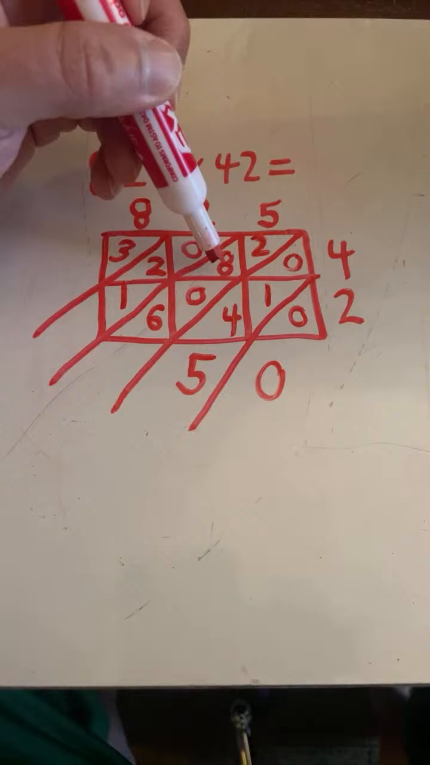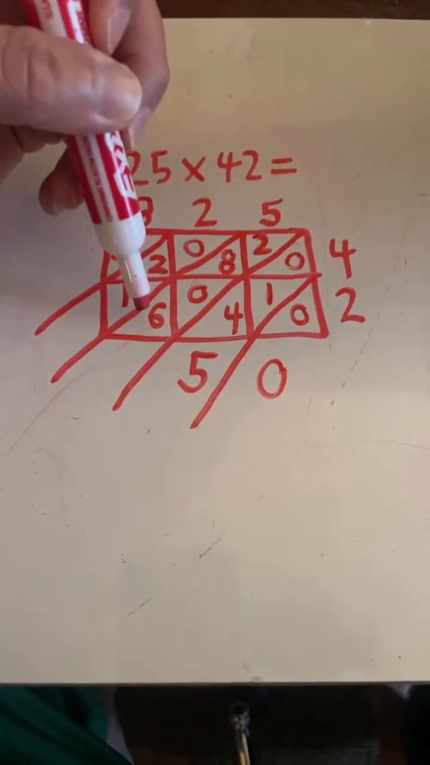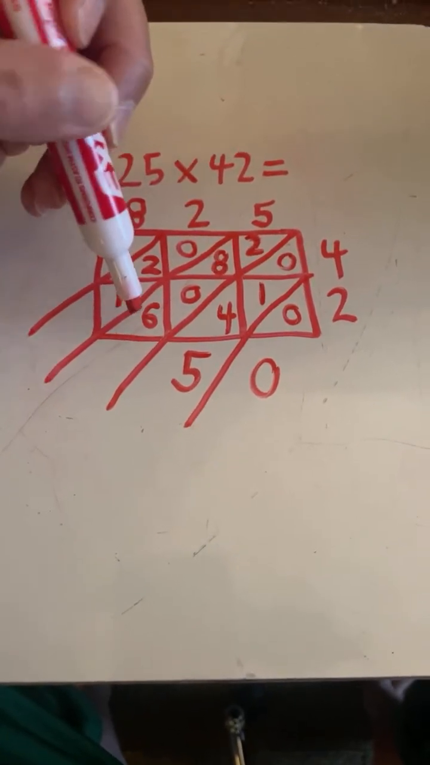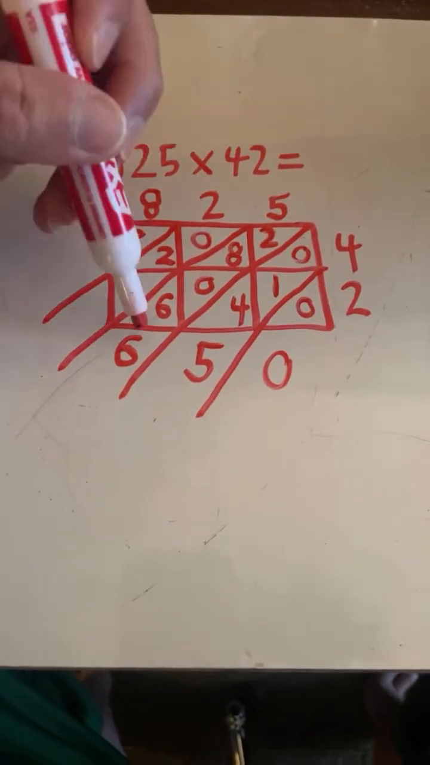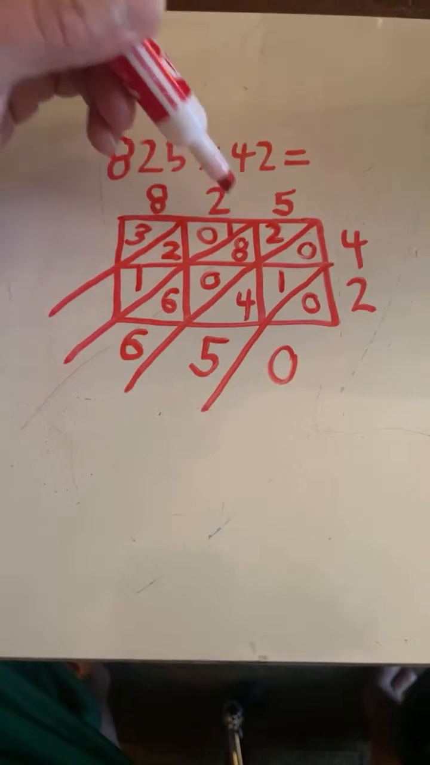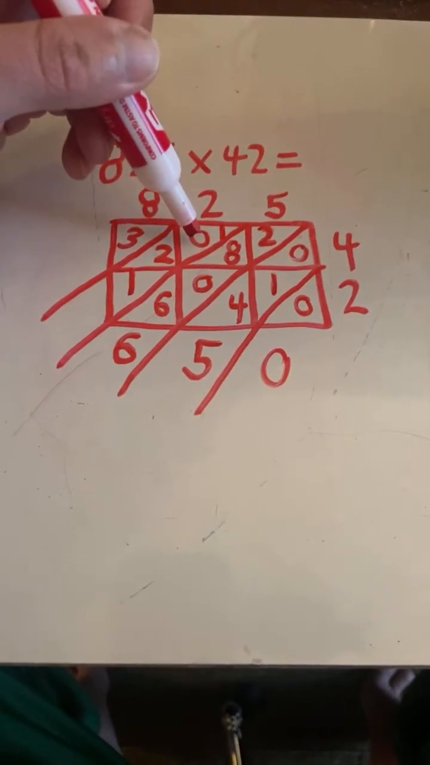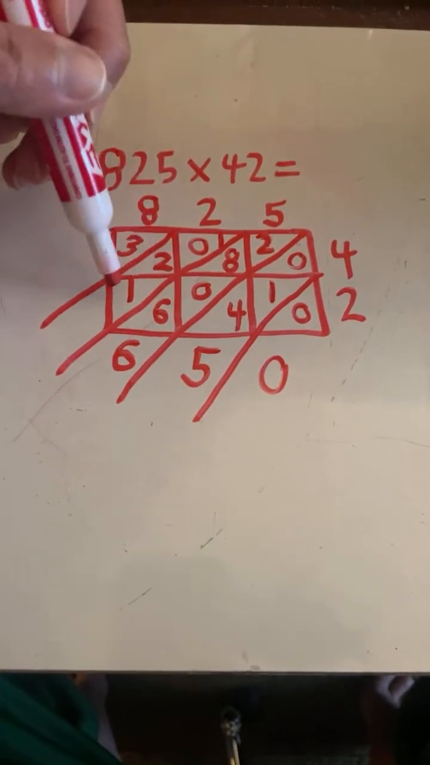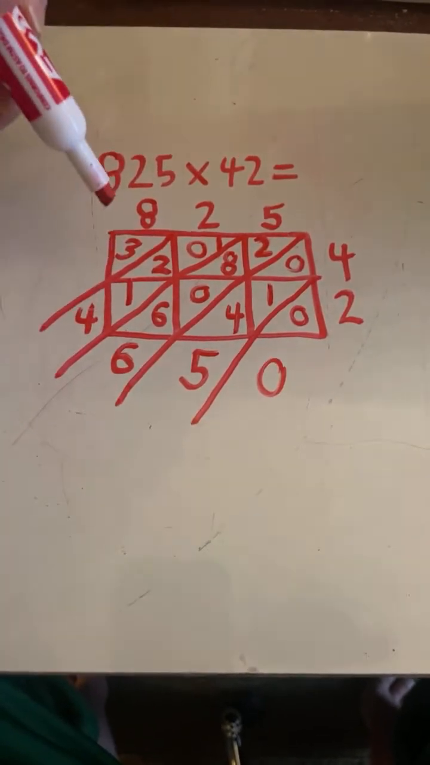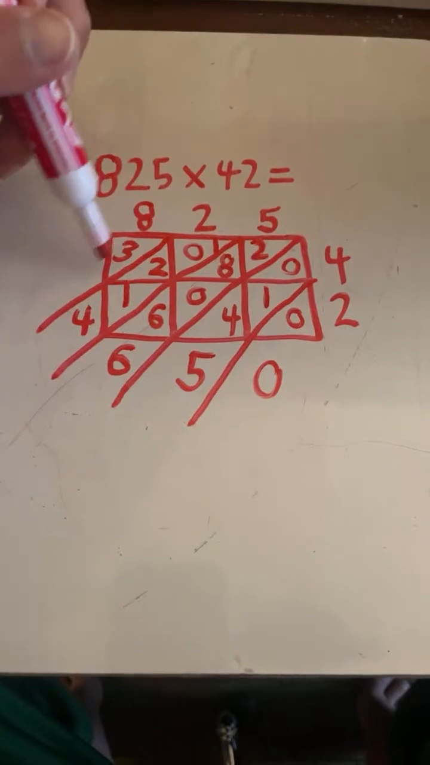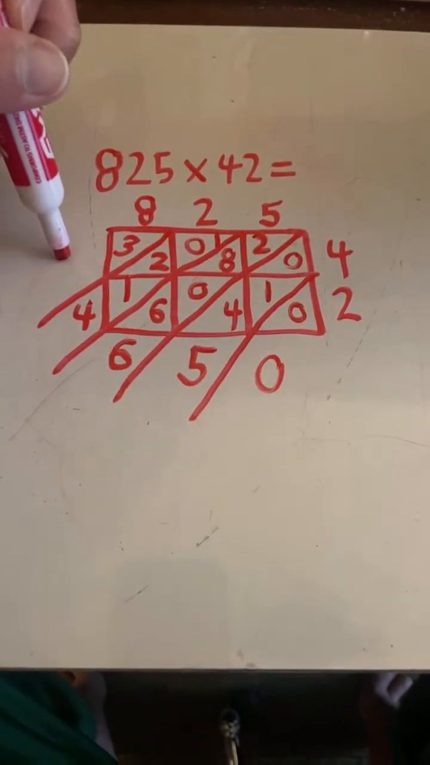2 plus 8 equals 10, plus 0 still equals 10, plus 6 equals 16. So we're going to regroup, so we put the 6 in 16 here, and then the 1 gets carried over. 1 plus 0 equals 1. Plus 2 equals 3, plus 1 equals 4. Then in this diagonal line, we only have one digit, we have a 3.